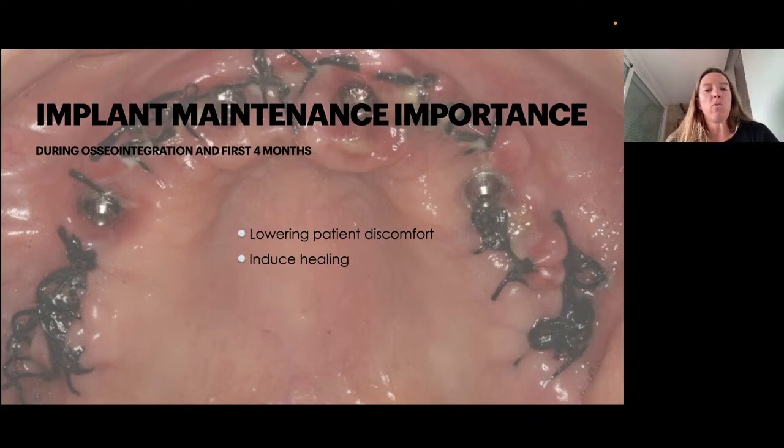In the first months, during the osseointegration, the 4 months, we want to lower patient discomfort, we want to induce the healing, we want our implants to osseointegrate without any infection, without any problems. We want our prosthesis to be stable, not to fracture, so we want to have good occlusal load in our prosthesis and very distributed. So it is very important to have strict oral hygiene maintenance compliance in the first months after the surgery.